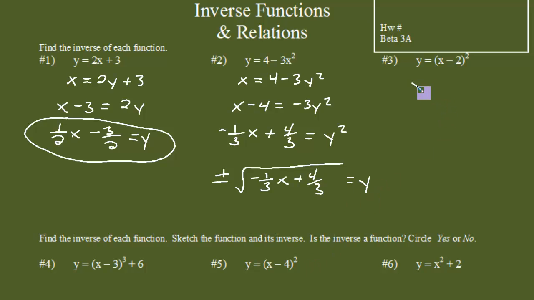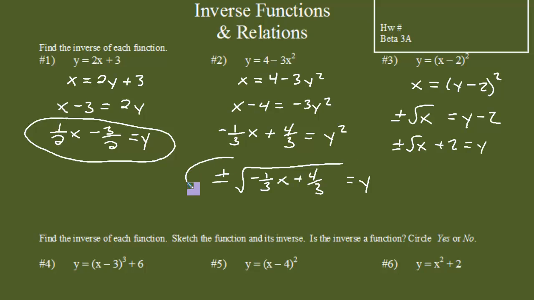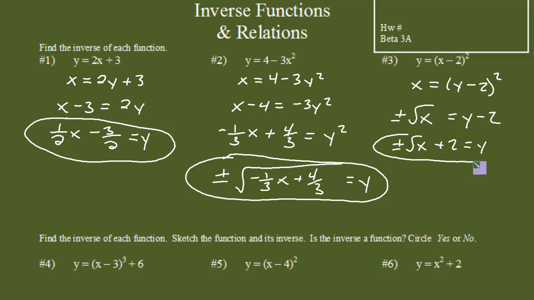Number three, same process. Interchange your x's and your y's, and get y by itself. We're going to have to square root both sides. Remember, when you take an even root, it's plus or minus. To get y by itself, we would add 2 to both sides. So we see we get these inverses for the first problem set, 1, 2, and 3.